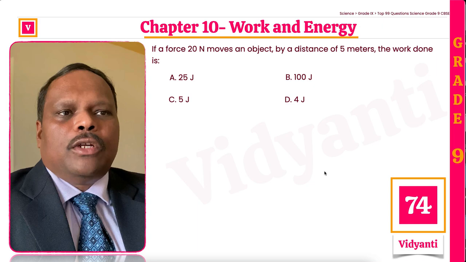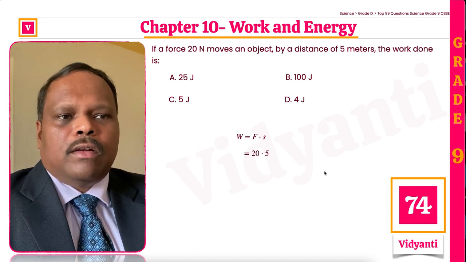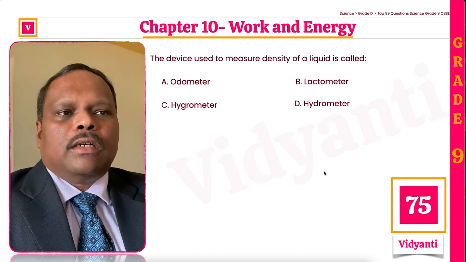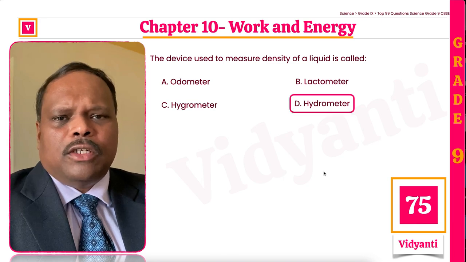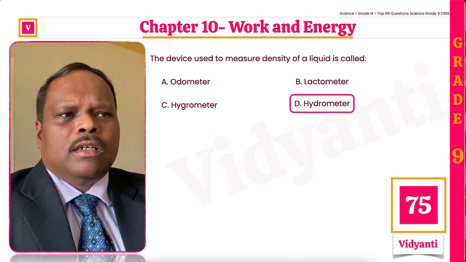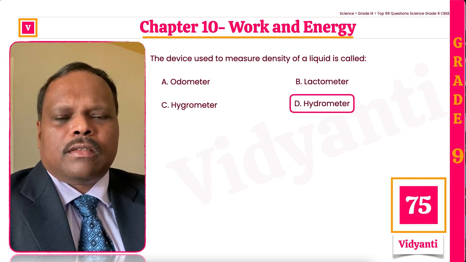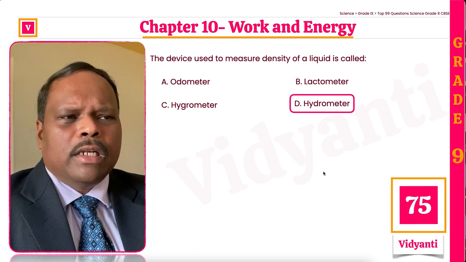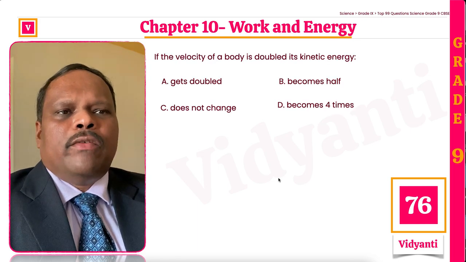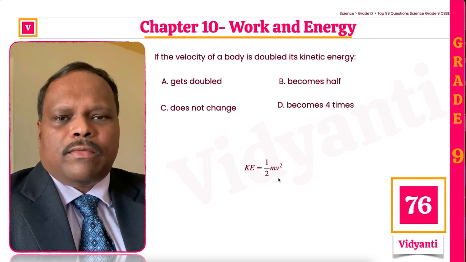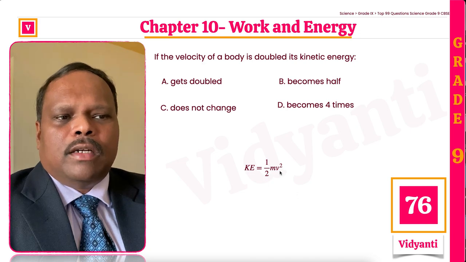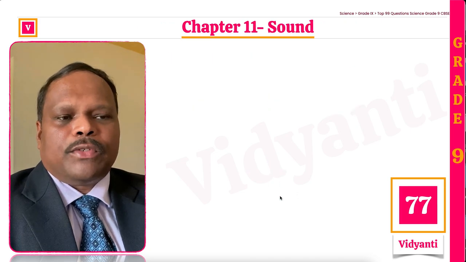If a force of 20 Newton moves an object by a distance of 5 meters, well, work is force times displacement, so it will be 100, unit will be joule. The device to measure density, odometer is actually used for distances, hygrometer is related to moisture or humidity, lactometer, I believe it is for checking the impurity in the milk, hydrometer is the correct answer, that's for the density. If the velocity of the body is doubled, its kinetic energy, well, the formula for kinetic energy will be half mv square. If velocity is doubled, it will get squared, so it will become 4 times.